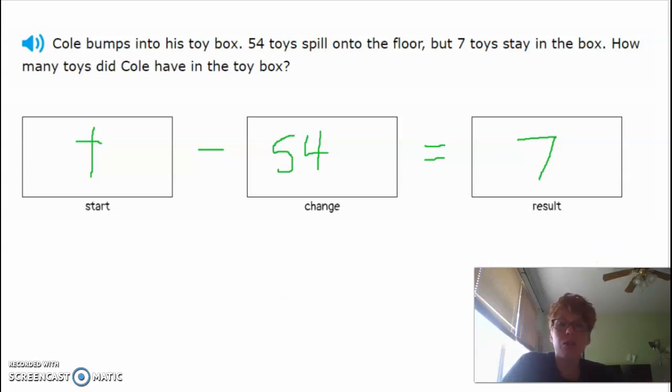So this is how you use the start, change, result to help you make sense of word problems. And if you're still confused, please go back to the beginning and rewatch some of these word problems. Thanks for learning with me.